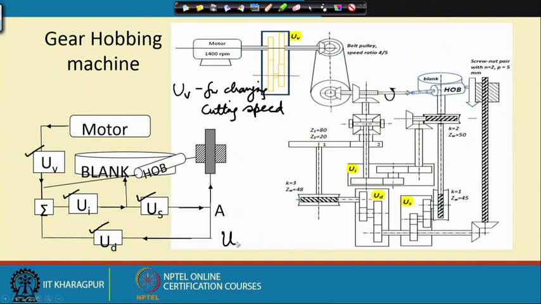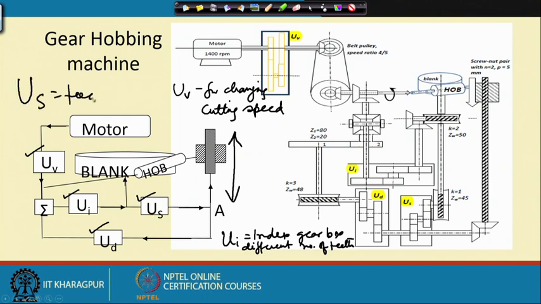What is UI? UI is the index gearbox, okay, index gearbox for changing number of teeth. If you want to cut a different number of teeth, you use this one. What is US? For controlling this up down motion, feed, okay, feed gearbox it is called. US is feed gearbox. Last of all, this is for changing the helix. If you want to cut different helices, then only we will use this, otherwise it is disconnected.